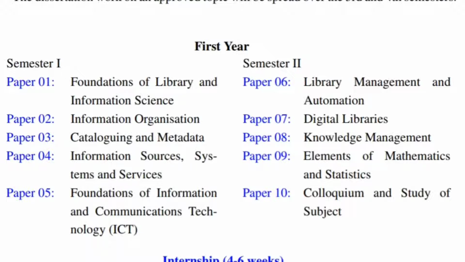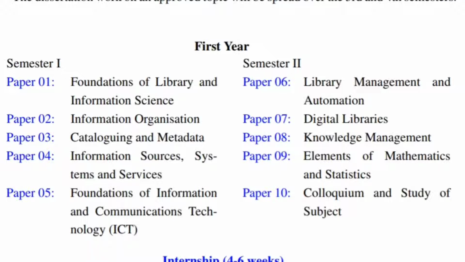Then there is information sources, systems, and services. In this paper, we learn about various types of, as the name suggests, information sources, systems, and services. So there are various types of information sources which are classified into primary, secondary, and tertiary. So we learn to evaluate them on certain parameters and compare them with each other. We also learn about user studies and user statistics.